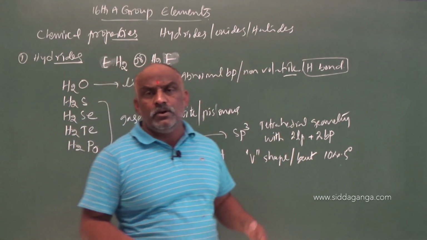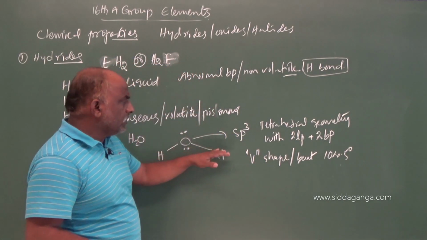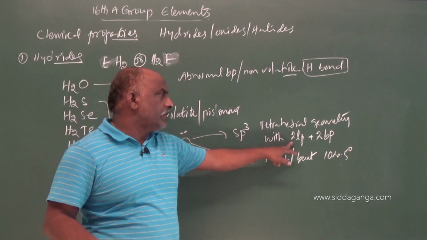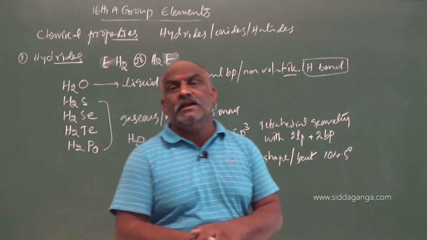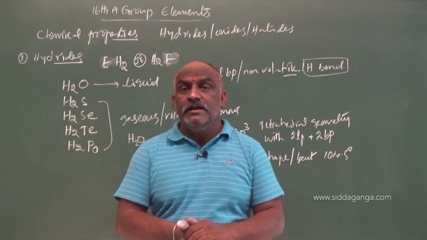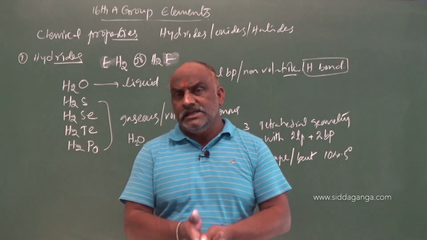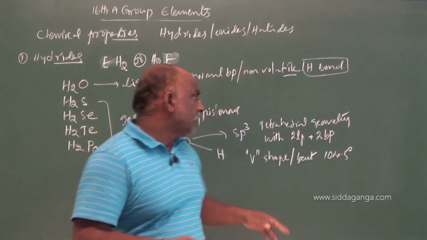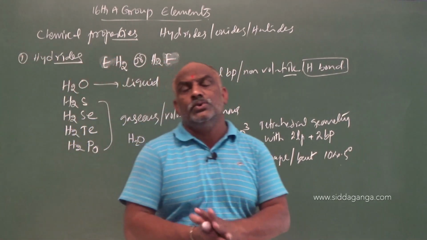Repulsion between lone pairs is more in the water molecule. Remaining all hydrides are also sp3, tetrahedral geometry with 2 lone pairs and 2 bond pairs, but the bond angle is not 104.5 degrees. The bond angle is nearly 90 to 91 degrees, because going down the group electronegativity decreases. Oxygen is more electronegative than sulfur, selenium, tellurium, polonium. Clear?